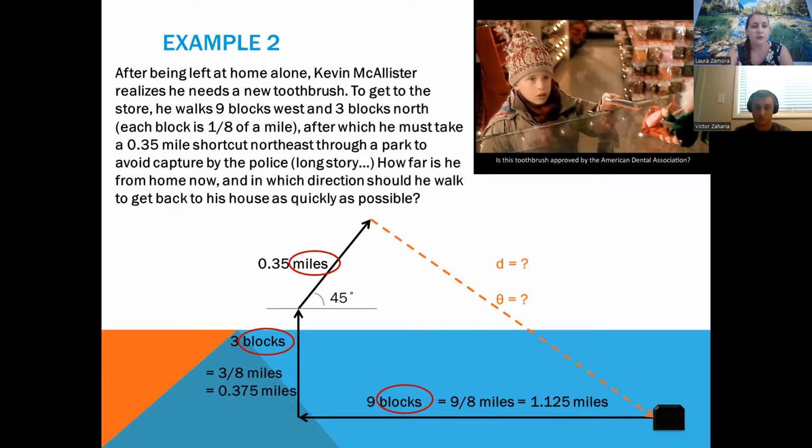The fact that he travels northeast through the park is important because northeast, just that direct northeast, that phrase implies that it is a perfect 45-degree angle, equal parts north and east, right? That same idea would apply to southwest or southeast or northwest. If you see that phrase with no other angle written with it, that is an implicit 45-degree angle.